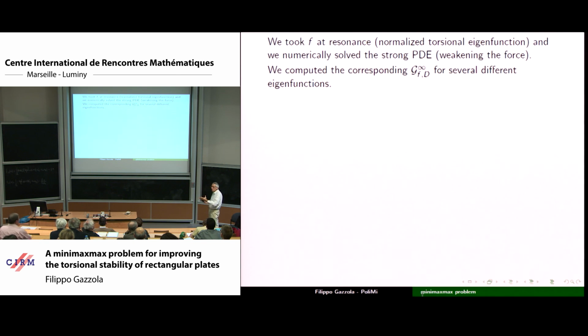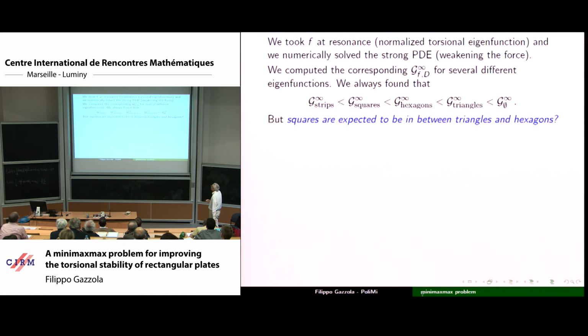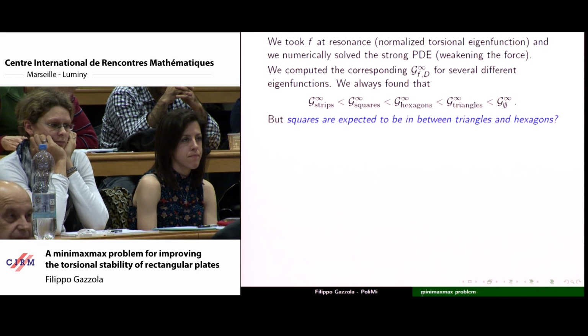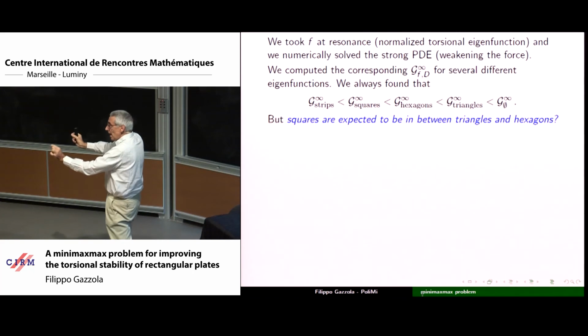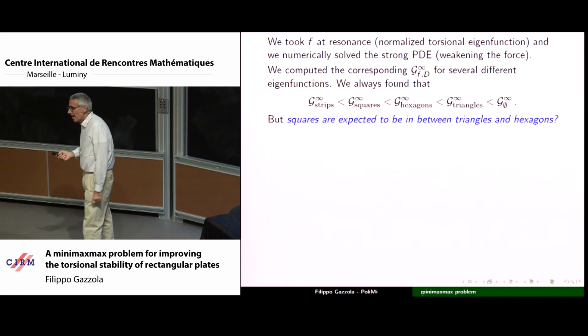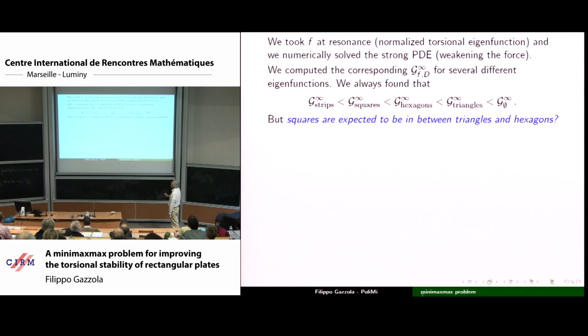We have many computations. I will show you what we find everywhere. We always found this hierarchy here. If you put no reinforcement, you get the worst performance. So it seems that on the vibrating modes, reinforcements really improve things. Then the best reinforcements are the 2 strips on the 2 edges. Next, you have squares. Then you have these hexagons. And then you have triangles. And this is a first surprise, because one expects squares to be in between triangles and hexagons. But this is not the case.